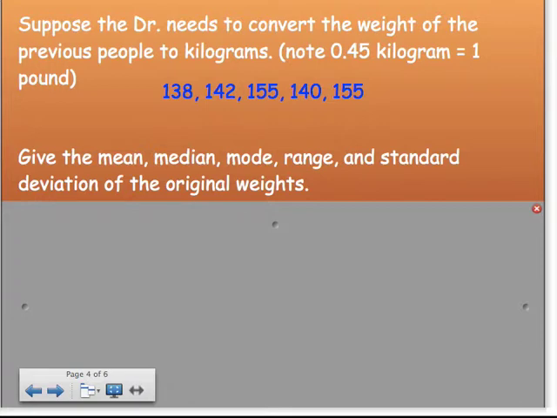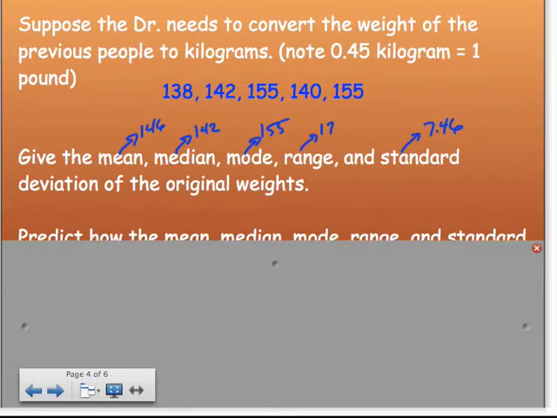Well, I can cheat a little bit. We've already done that once. I already know that the mean for this one was 146. I already know that the median was 142. I know the mode was 155. I know the range was 17 and the standard deviation was 7.46.